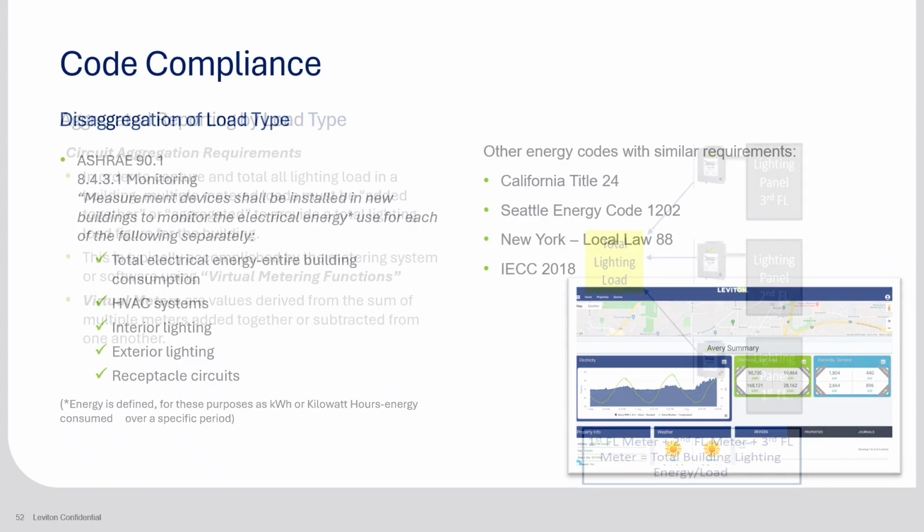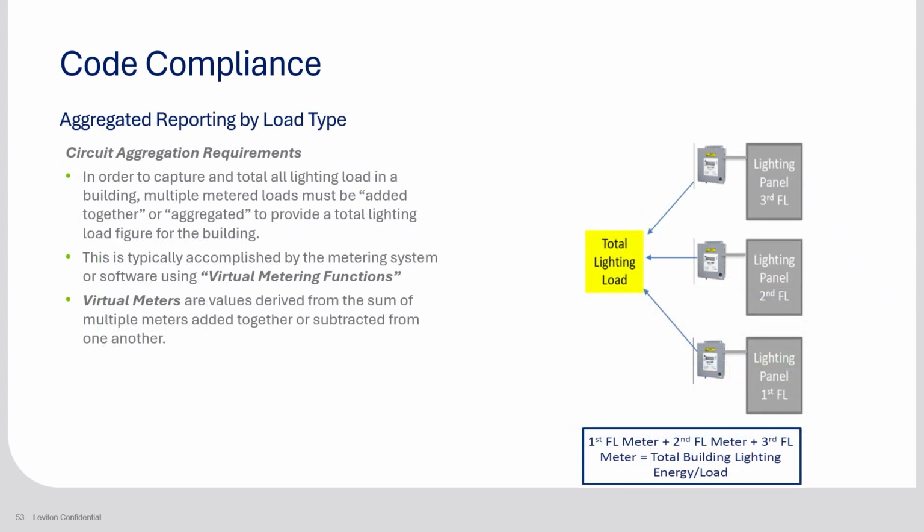In order to capture and total all lighting loads in a building, multiple metered loads must be added together or aggregated to provide a total lighting load figure for the building. This is typically accomplished by the metering system or software using virtual metering functions. Virtual meters are values derived from the sum of multiple meters added together or subtracted from one another.